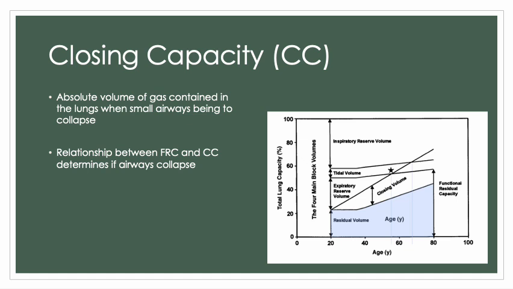And I want you to think about this in relation between the functional residual capacity and closing capacity, and that's going to determine if there's airway collapse. So normally, functional residual capacity, or FRC, is greater than closing capacity. However, when closing capacity becomes greater than FRC, airway closure occurs during normal tidal breathing, which is going to contribute to intrapulmonary shunting and hypoxemia, which we'll discuss later. To reverse this process, you want to ventilate your patients with PEEP, or positive end expiratory pressure.